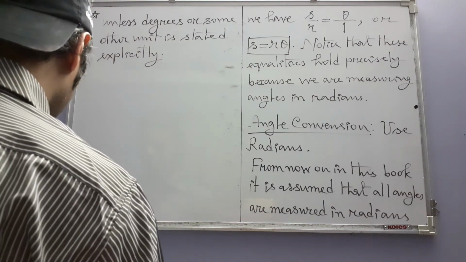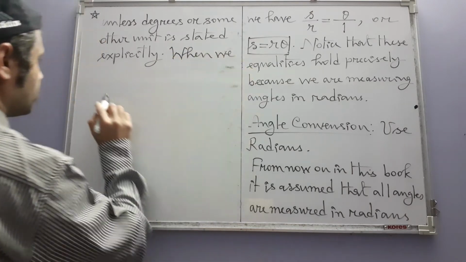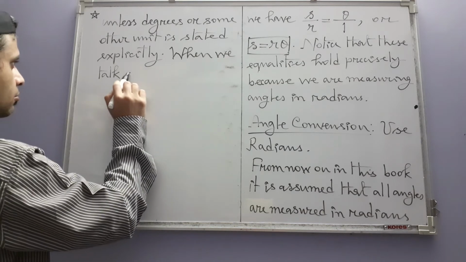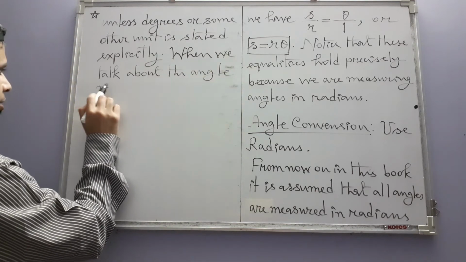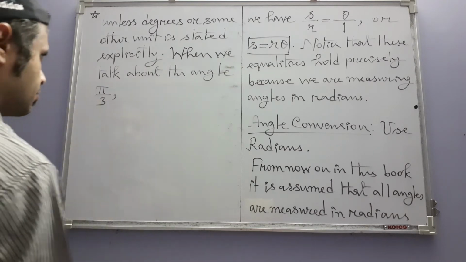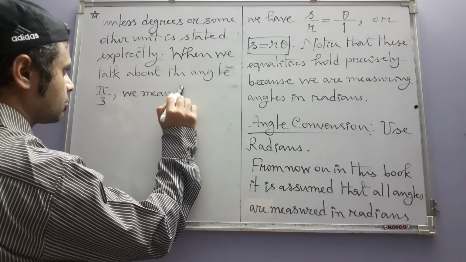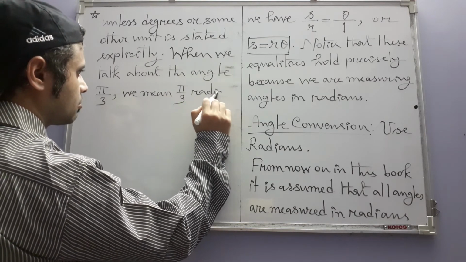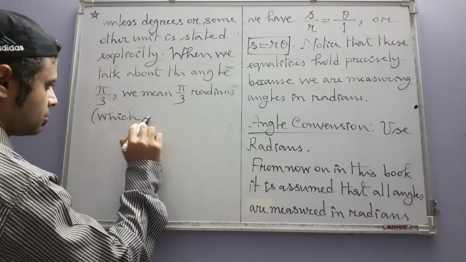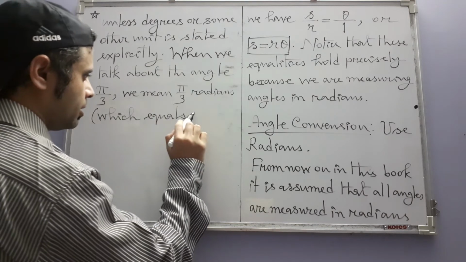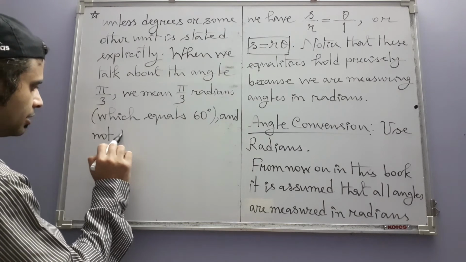Is stated explicitly. When we talk about the angle pi divided by 3, for example, we mean pi divided by 3 radians, which equals 60 degrees, and for example not pi divided by 3 degrees.